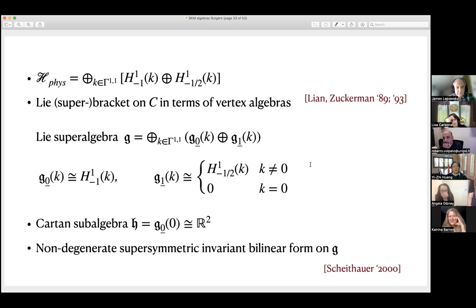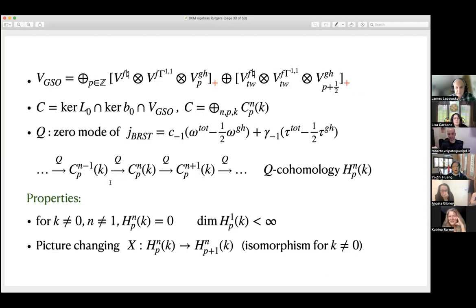A question. So what has happened to the ghosts in this? Because they're supposed to be non-physical, right? So the ghosts are morally still there, in a sense that you can make an isomorphism, as vector spaces and also as modules, between these cohomology groups and components of this. But it's not exactly that they are representatives of the cohomology class, so one has to be a little bit careful in making the correspondence. There is a one-to-one correspondence, but it's not so immediate.